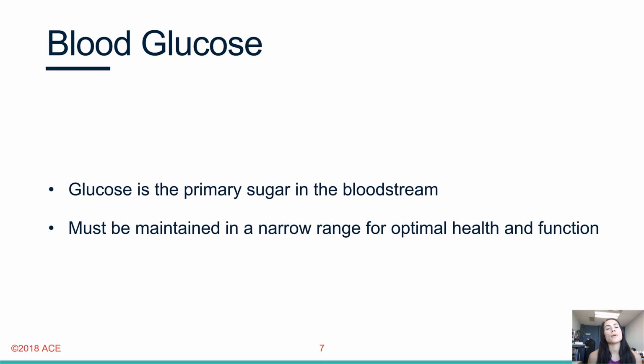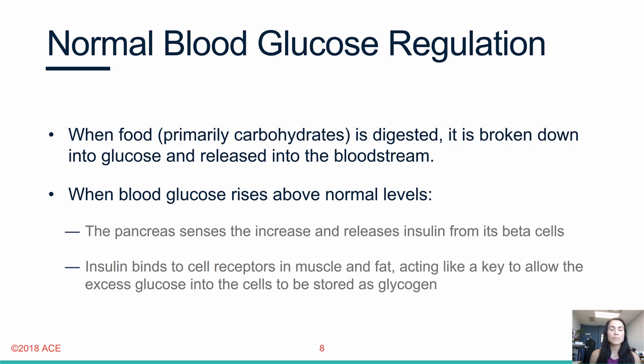So blood glucose is the primary sugar in the bloodstream, which you all know, right? And for most humans, we really want that to be in a narrow range, but for people who have diabetes, it's particularly important that blood glucose is within that normal, narrow range so that they can have optimal health and function. Glucose is really important because it fuels our brain, and it helps our nervous system, our muscles, and other cells. So when it's in that proper range, it's really helpful. When it goes outside of that range, then it can be damaging to our system.